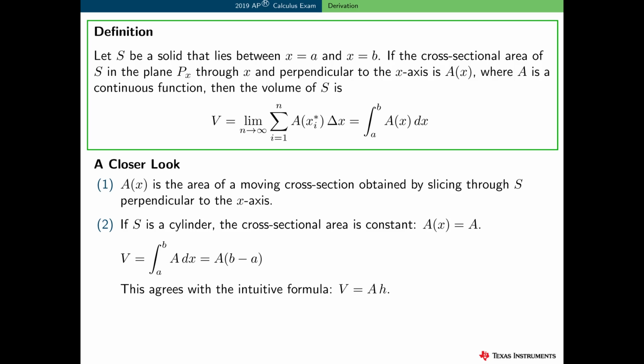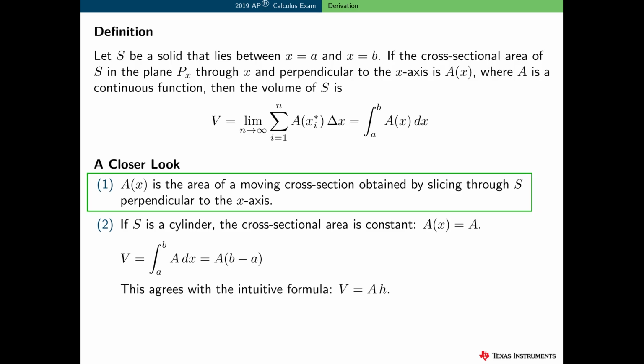Let's let S be a solid that lies between the lines x equal a and x equal b. If the cross-sectional area of S in the plane P_x through x and perpendicular to the x-axis is A(x), where A is a continuous function, then the volume of S is given by the limit of this sum. And we recognize this sum as a Riemann sum, and therefore this is a definition of a definite integral from a to b of A(x) dx.